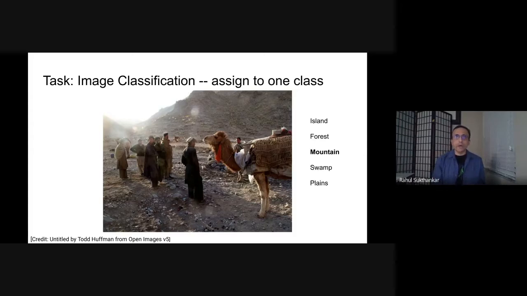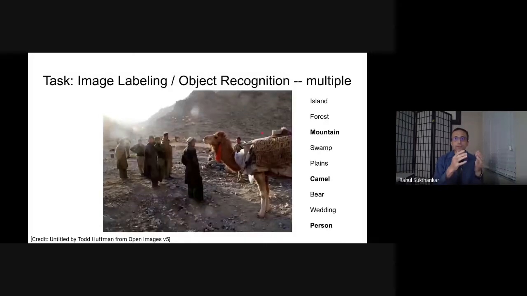One task in computer vision that's quite popular is image classification. Given this image, try to categorize it in one of k different categories. In this case, I might ask: is this image more like an island, a forest, a mountain, swamp, or plains? So there are just 5 categories, and you have to guess the answer. Most of you, as humans, can quickly say that it's probably more like a mountain scene. But how do we get there? I think the first part of the talk will really focus on how we get from an image to a single label. Now, something slightly more sophisticated would be to try to do image labeling.